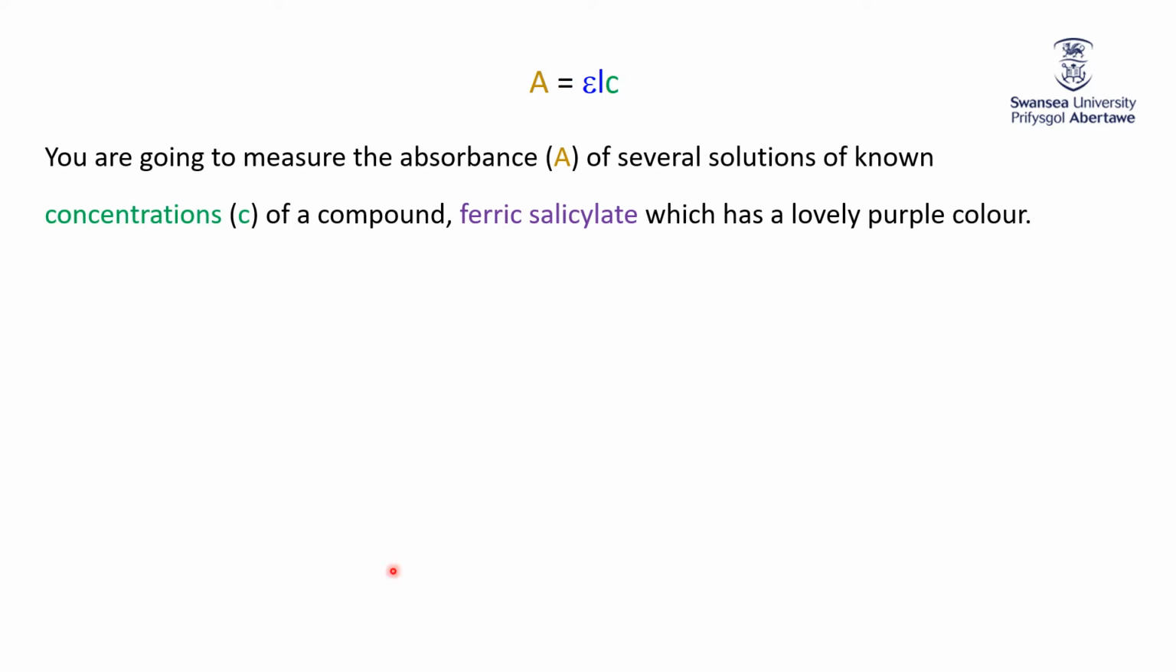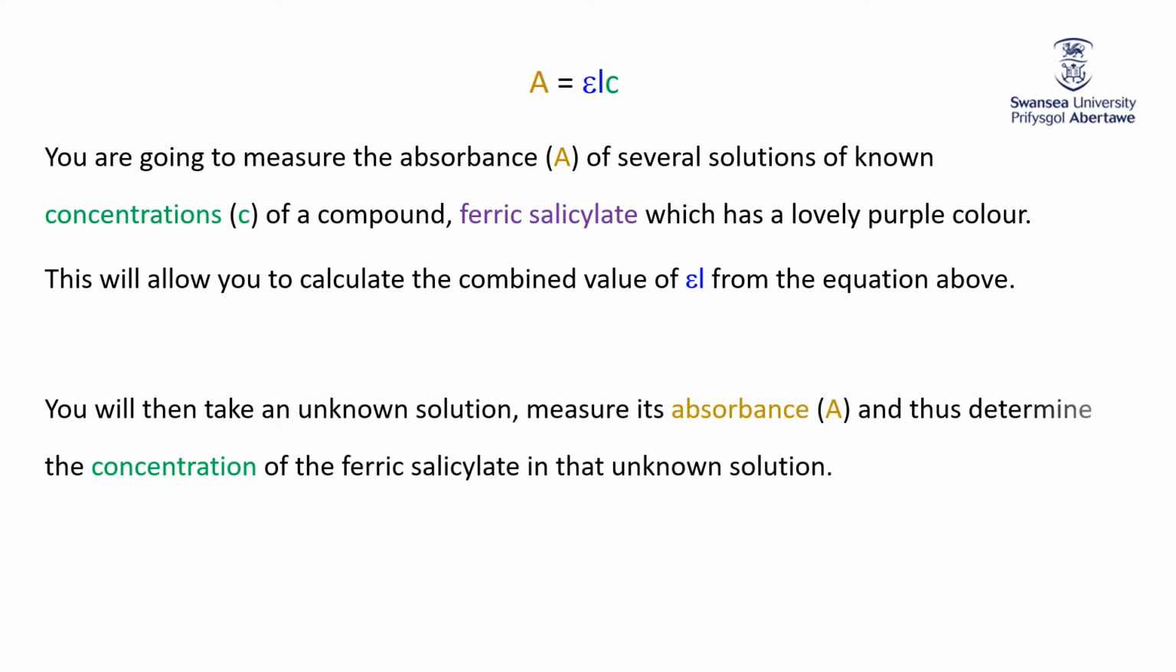Now in this particular lab, we're going to measure the concentrations of ferric salicylate. Try saying that 5 times quickly. It's a lovely purple color. So we're going to take different concentrations of that and measure the absorbance, and we'll use Beer's law: measuring the absorbance for the known concentrations, we can calculate epsilon L. Then we're going to take an unknown solution of the ferric salicylate, measure its absorbance, and thus determine its concentration, because if we know epsilon L and measure A, we can calculate C.